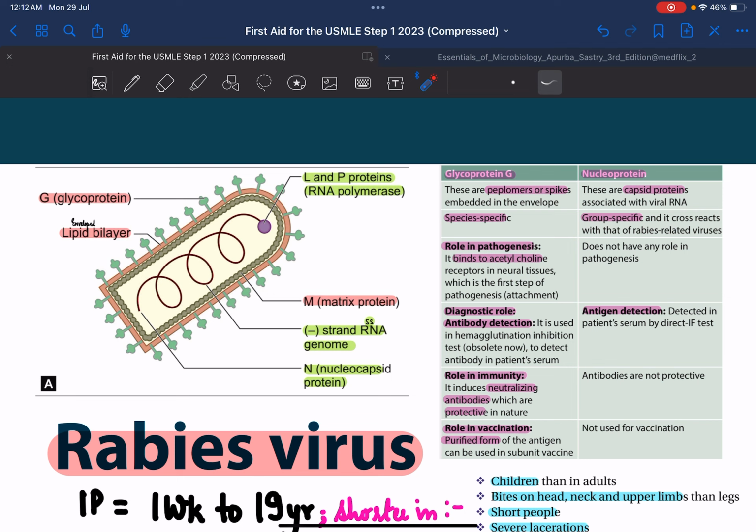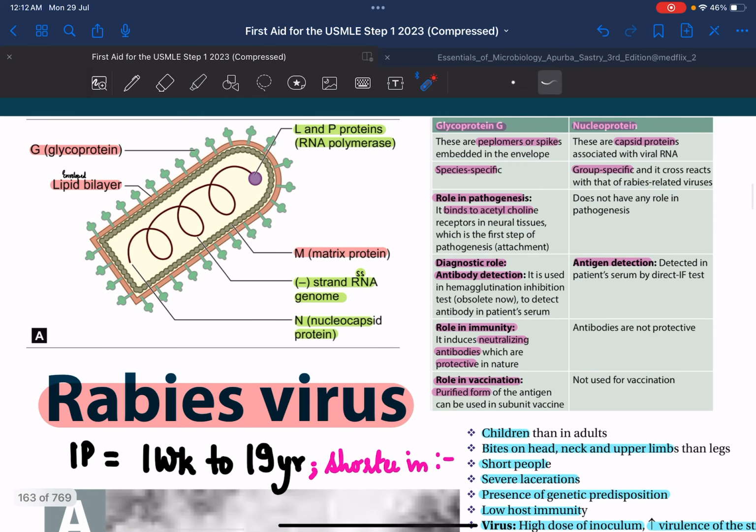Glycoprotein is the one which binds to acetylcholine receptors in the neural tissues and helps in the pathogenesis, but nucleoprotein has no role in pathogenesis. Okay, glycoprotein has a diagnostic role in antibody detection, which right now is obsolete, the hemagglutination part, whereas we detect antibody in the patient's serum, whereas nucleoprotein is of diagnostic value as the antigen which we detect when we are suspecting a patient of rabies virus.